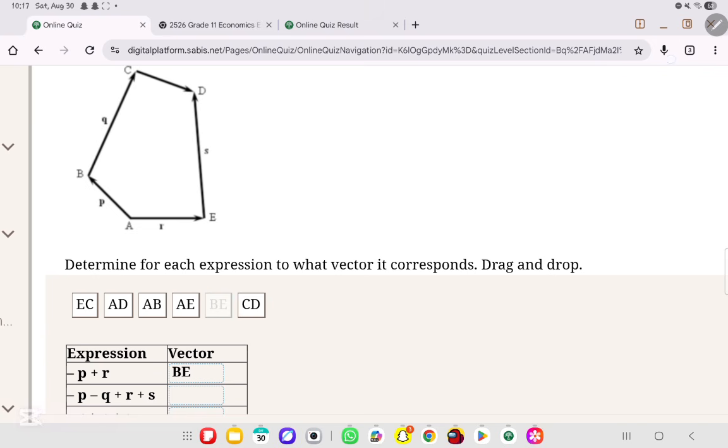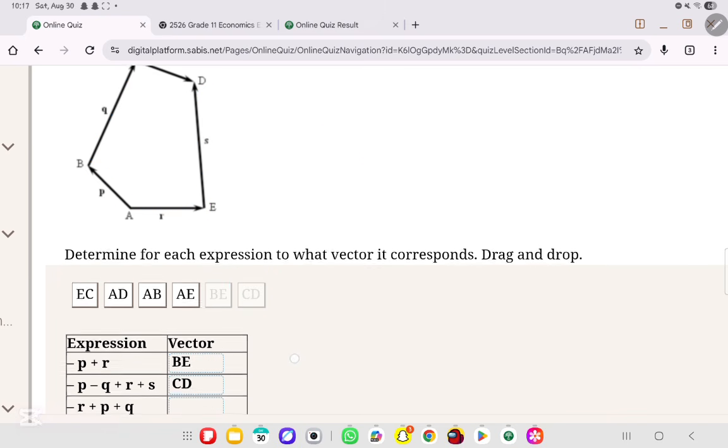Look at this one, pay attention. Minus P goes like this. Minus Q goes like this. Plus R goes like this, plus S goes like this. Where is the starting point? The starting point is over here. And where is the ending point? The ending point is over here. So which vector does it make? It makes vector CD.